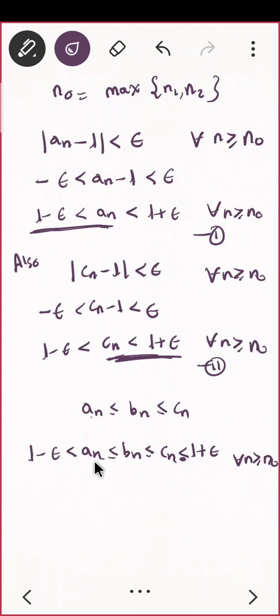Okay, forget about an and cn. Now can I write my bn is lying between them, L minus epsilon and L plus epsilon? Do you agree? What next? Can somebody tell me what should I do next?